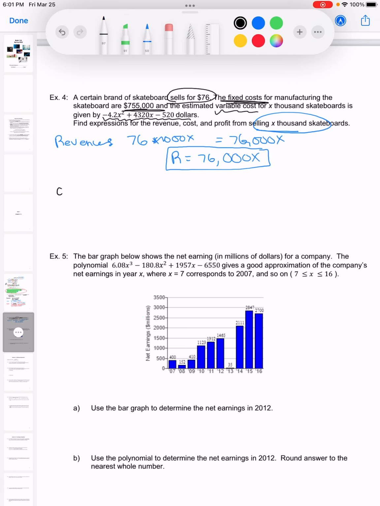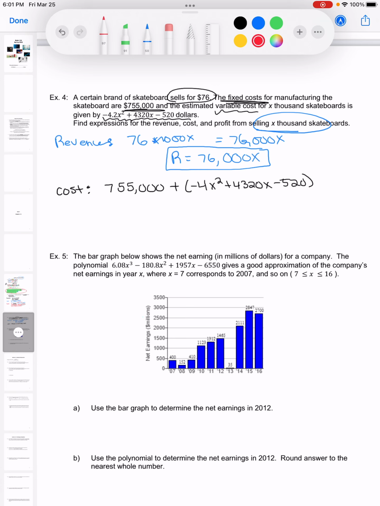Now I'm going to do the cost. Remember, the cost is the fixed cost plus the variable cost. So my fixed cost is $755,000 plus the entire equation that I have written out. The entire thing is the variable cost. This one's a little bit trickier than the first ones we did, that polynomial.